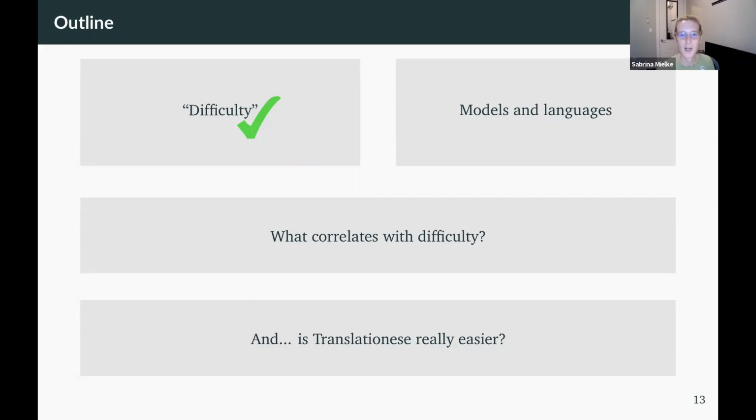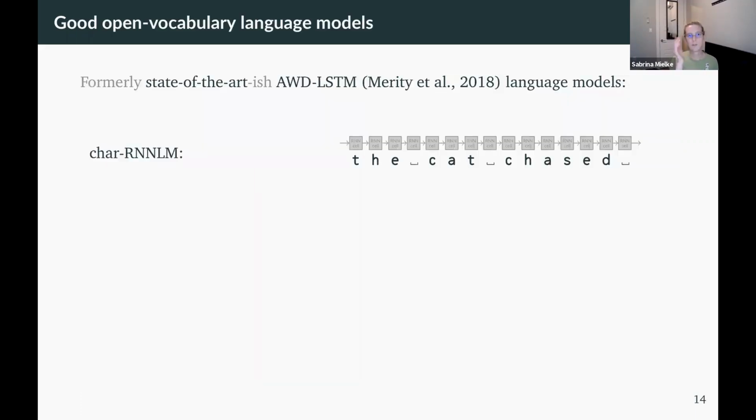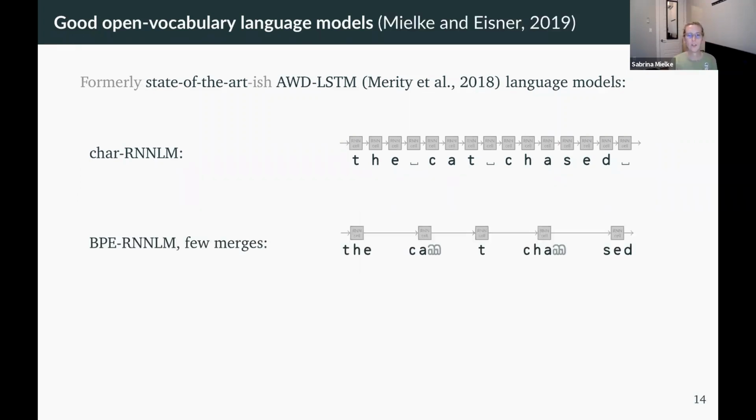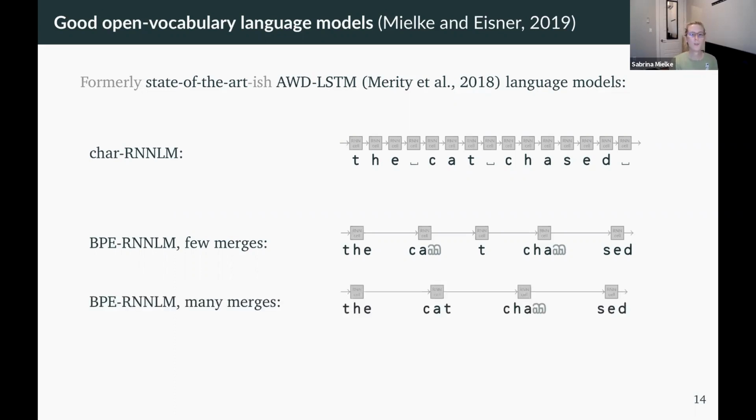Actual results here. For that, let's just briefly say what kind of models we are doing. This used to be state of the art back in the day, long ago. It's an LSTM-based model. We do this over characters. We do this using BPE, but with more merges. And you might be like, oh yeah, how do you select merges actually?